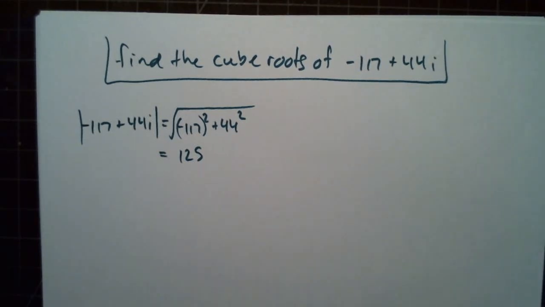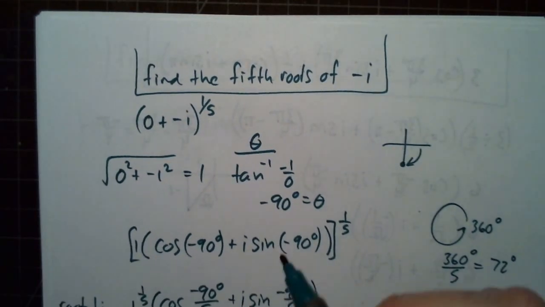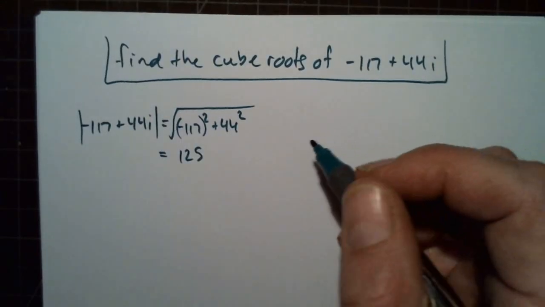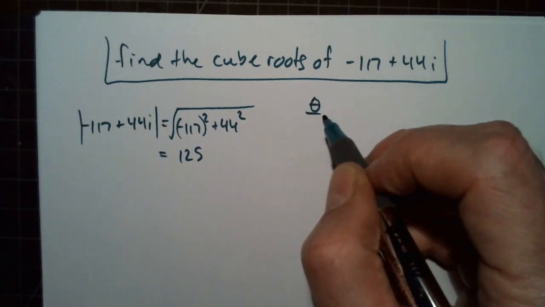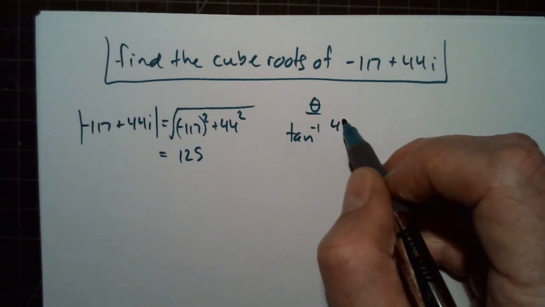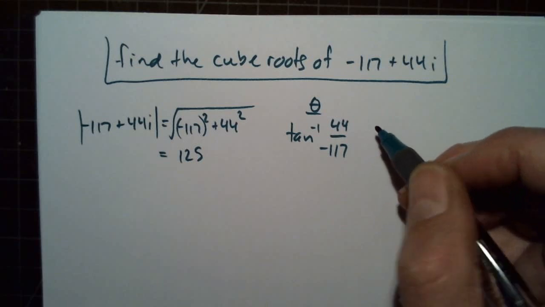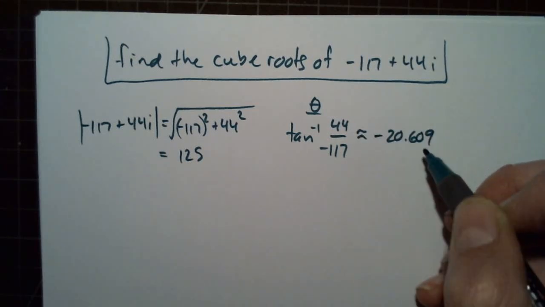And I just remembered earlier, go back to this example. I guess that's written correctly. Okay, and so we have the coefficient. Let's find theta. That's going to be inverse tangent of 44 over negative 117. And we get negative 20.609.